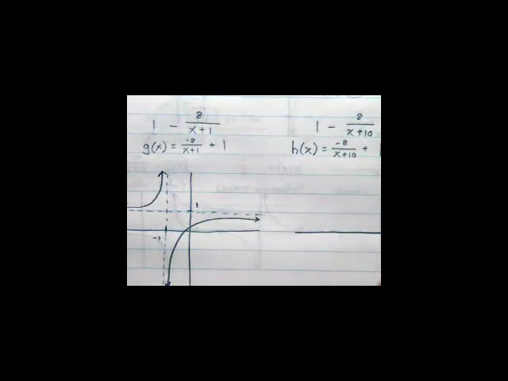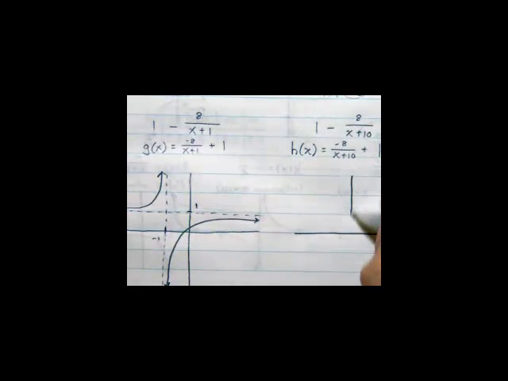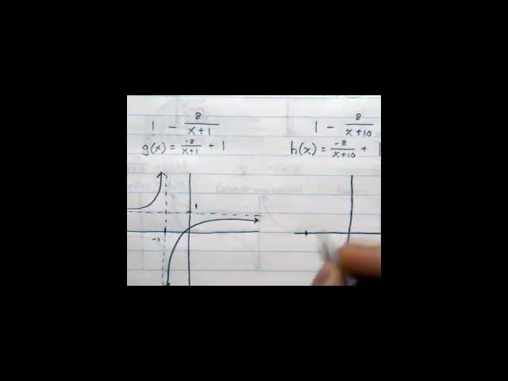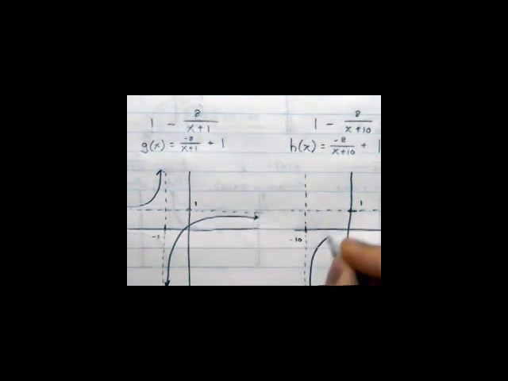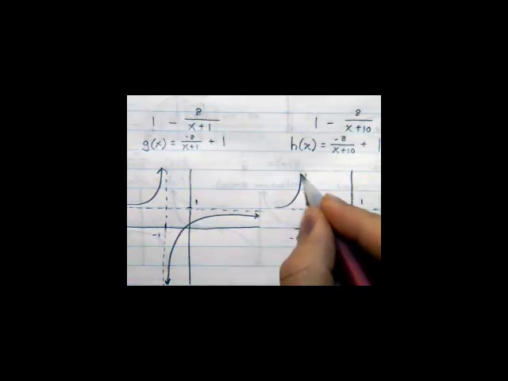This one's doing the same thing, just a little different. We got an x plus 10 down there instead. So our vertical asymptote would actually be at negative 10. And then the same thing up at 1 for the horizontal. And it again had a reflection going on too, so it's going to be here and over here.